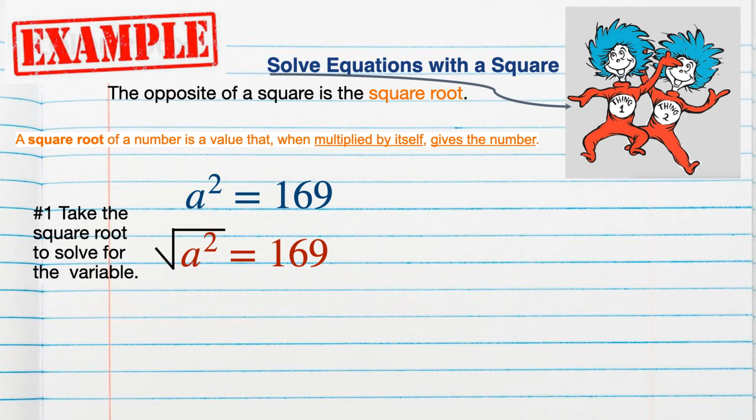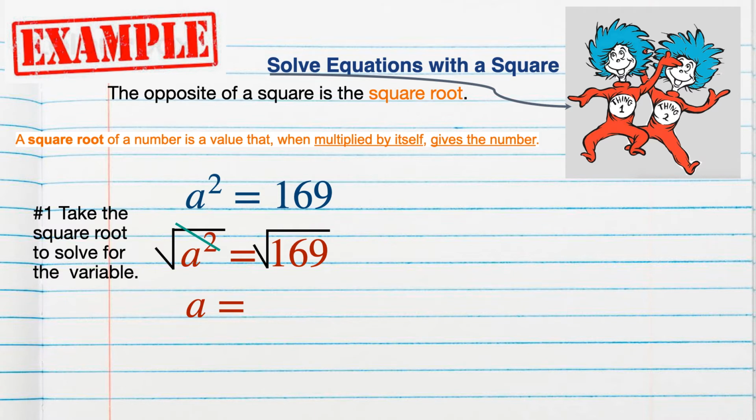So here we go. We use this sign, which is called a radical sign. In other words, it's a square root. And whatever we do to one side, we do to the other. Now, what does this mean? That the square and the square root are going to simplify, and we're going to get our a equals.